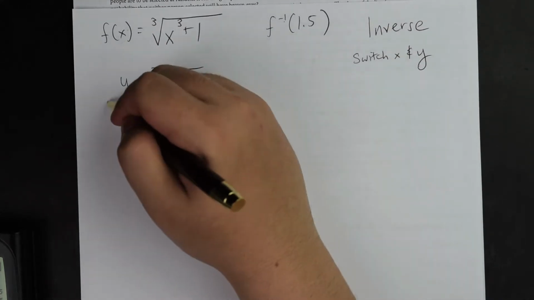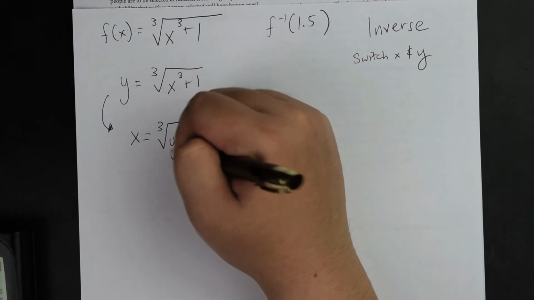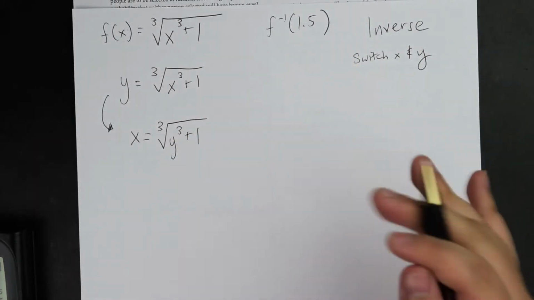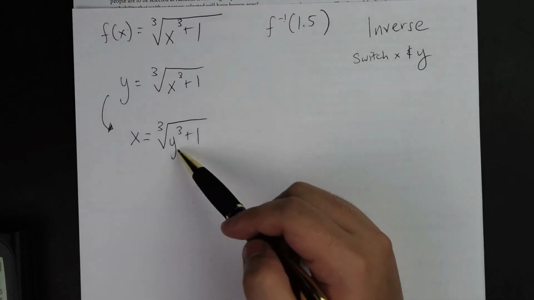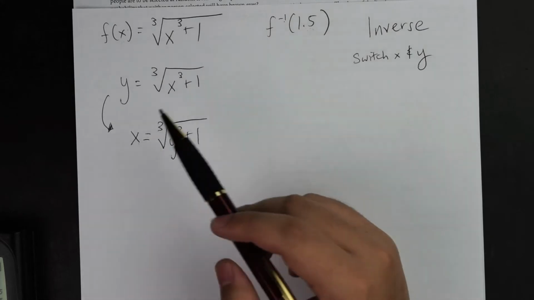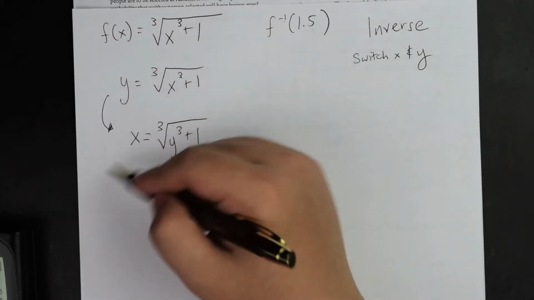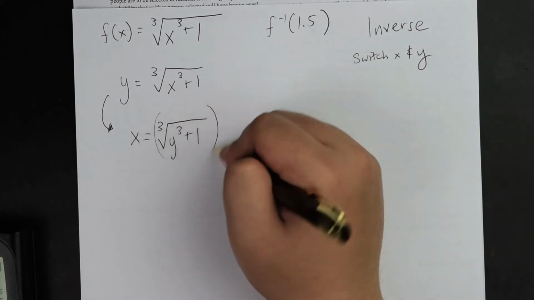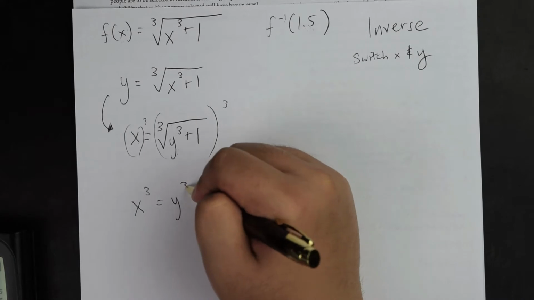So now I'm going to go from this step to x equals the cubic root of y cubed plus 1. So that's my first step. Afterwards, I need to solve it so that I get y by itself, and this is going to represent my x, this 1.5. So basically, what I did real quick was move everything out of the way. First things first, I cubed both sides, so it'll be x cubed equals y cubed plus 1.